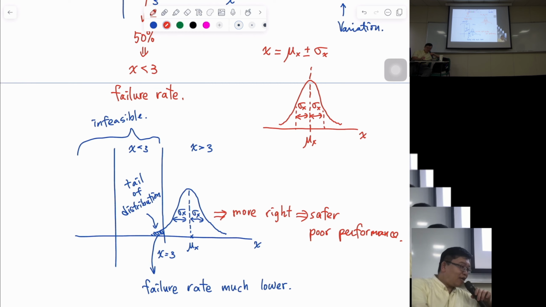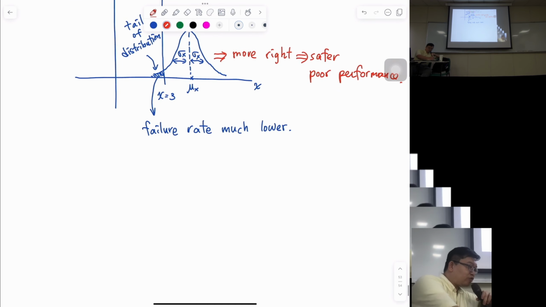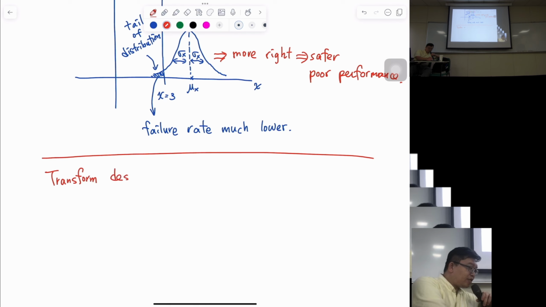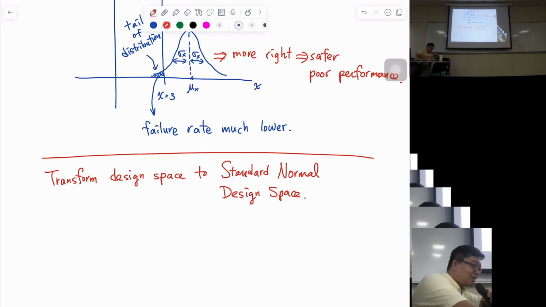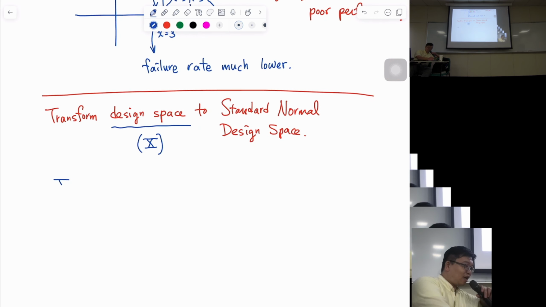Okay, now how do we deal with this? One way to deal with this is to transform the design space to the standard normal design space. Okay, so what's going on? If I call the original design space capital X, from now on, when I have a capitalized character, that means a variable with uncertainty. So in fact, I should write it this way.